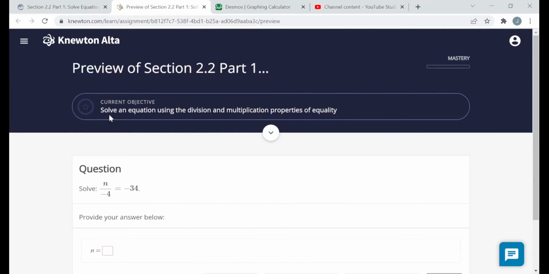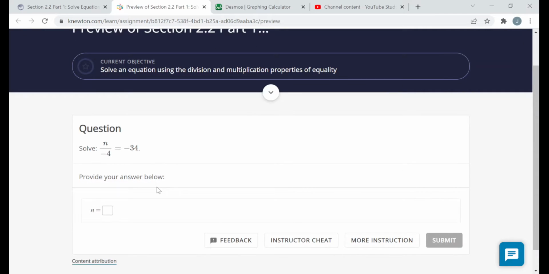So this first objective I'm looking at is solve an equation using the division and multiplication properties of equality. Now, in section 2.1 part 2, the video for that assignment, I did bring up the multiplication and division properties of equality, and I'll go over them again here, of course. So let's do that.